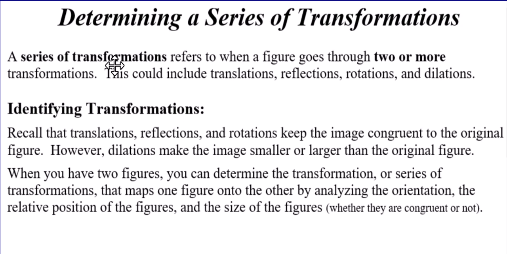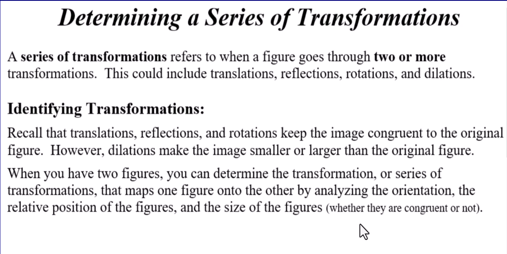Okay, let's continue. Identifying transformations. Recall that translations, reflections, and rotations keep the image congruent, which means the same size, to the original figure. However, dilations make the image smaller or larger than the original figure. When you have two figures, you can determine the transformation or series of transformations that maps one figure onto the other by analyzing the orientation, the relative position of the figures, and the size of the figures, whether they are congruent or not.